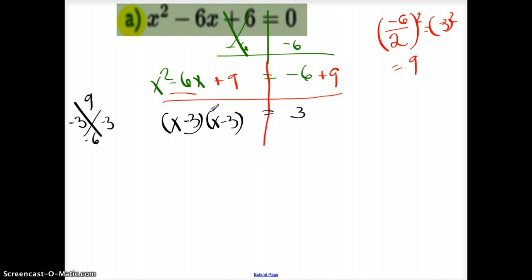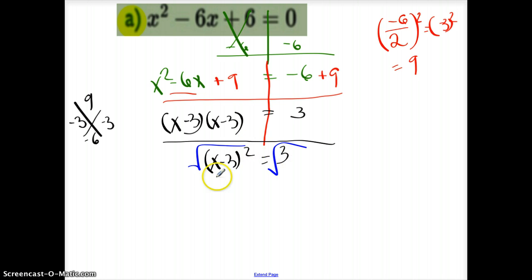Now, if I don't have exactly the same thing, I did it incorrectly. Okay, so I'm going to put these together. I'm going to rewrite this as x minus 3 squared equals 3. And I'm going to square root each side because I have that square. So I'm going to get rid of the square, do it to both sides to keep it equal. Okay, and I'm going to have x minus 3 equals plus or minus square root 3.